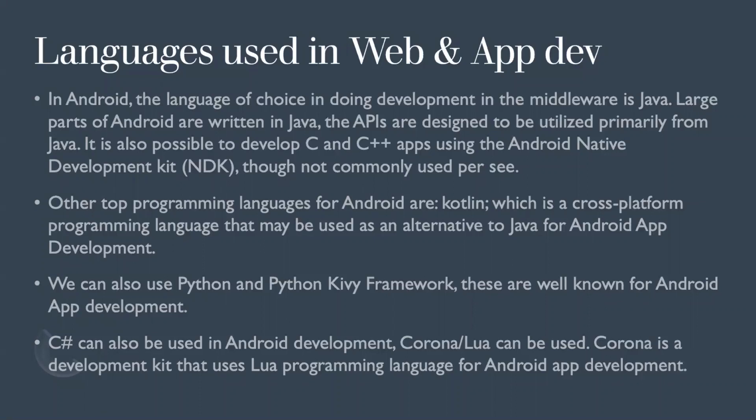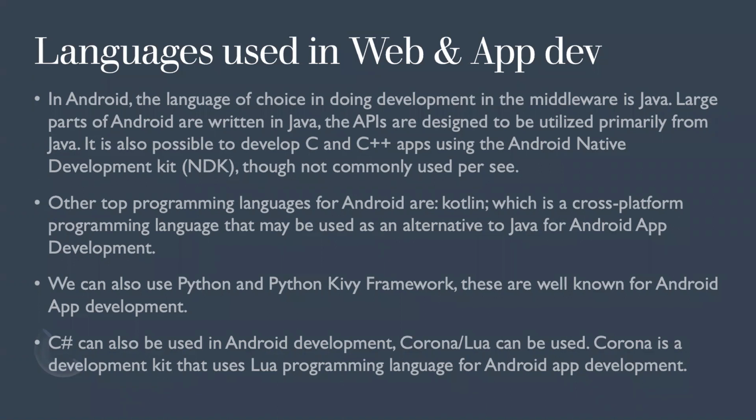Now, other top programming languages for Android. Right now, the big one we talk about most of the time is Kotlin, which is a cross-platform programming language that may be used as an alternative to Java for Android development. Okay, we can also use Python. I like Python. Python comes with another framework, which we call Kivy. Some people might call it Kivy, and these are very well known for Android app development. It's very easy to learn and very quick. You can put something together quickly, for example, if you want to show a customer an example, or develop something just for your portfolio. It's a good way to go.